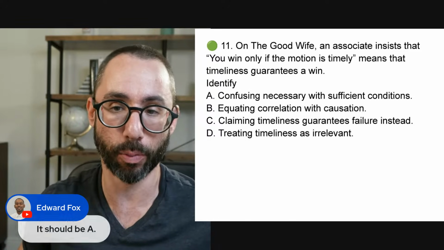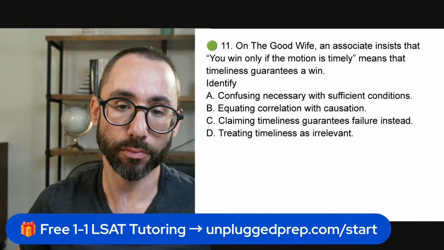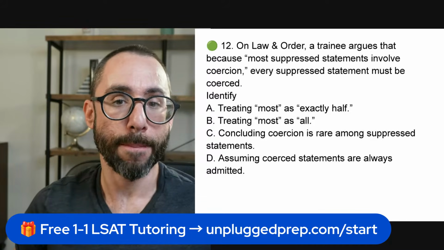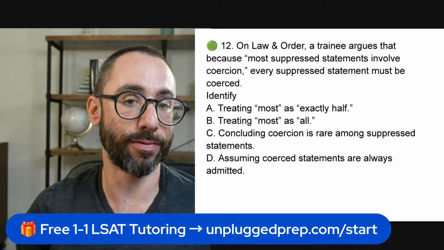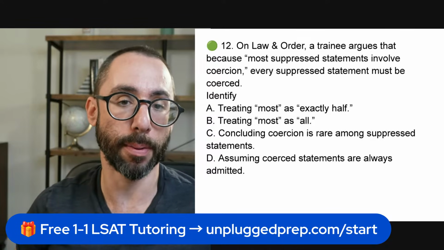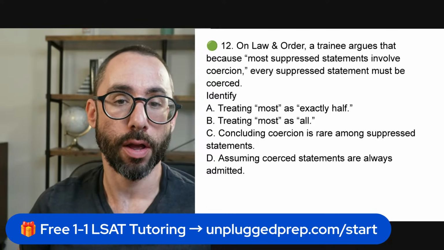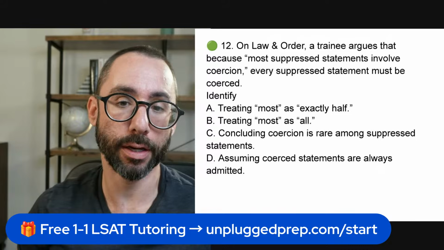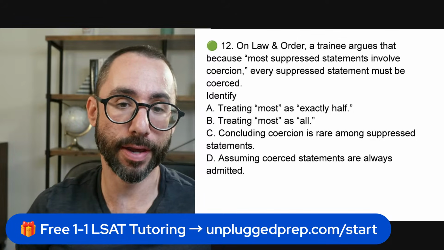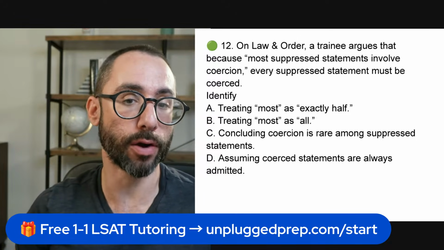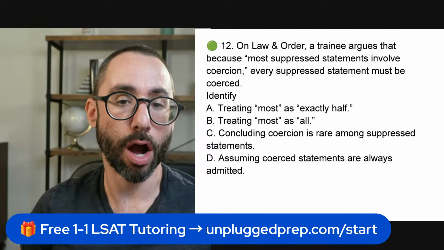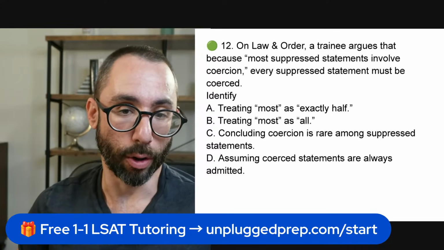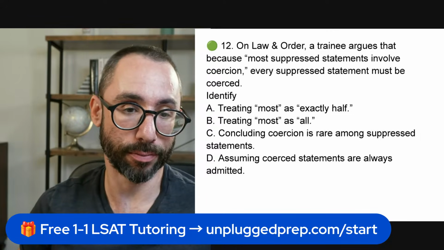As Faria says, Edward says, yes, the answer is A. Let's go on to 12. On Law and Order, a trainee argues that because most suppressed statements involve coercion, every suppressed statement must be coerced. Identify what's going on here. A, treating most as exactly half. B, treating most as all. C, concluding coercion is rare among suppressed statements. Or D, assuming coerced statements are always admitted. What's going on here? Is there a flaw? If so, what flaw is it?